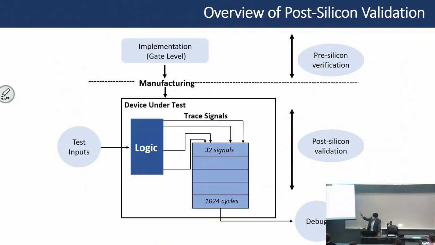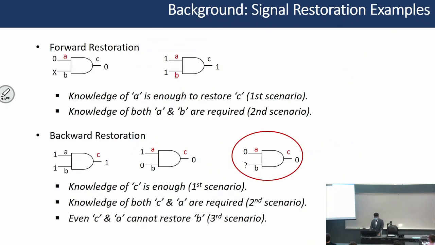This is, again, an overview of how post-silicon validation is done. The test inputs are applied to the logic. The trace signals go to the trace buffer. The trace buffer has two parameters, width and depth. Width means the number of signals you're observing every cycle. Depth is the number of cycles over which it is observed. So 32 is the width there, and 1024 is the depth. So which signals will you obtain? As I said, 2%. If you have a circuit with 1,000 signals, 2% means 20 signals. Which 20 signals will you obtain? You cannot do trial and error.